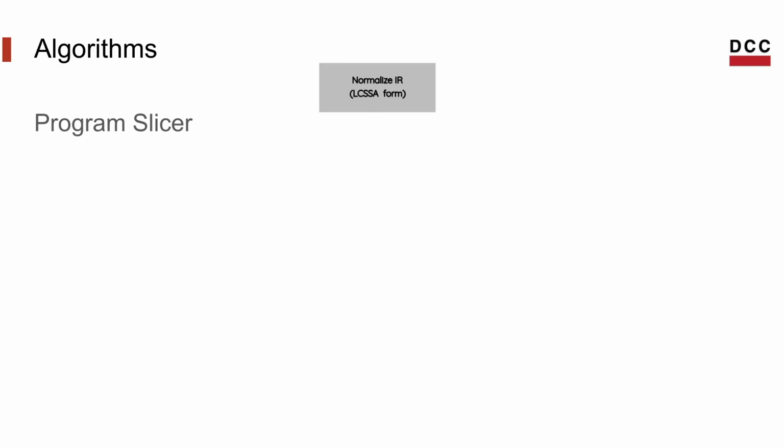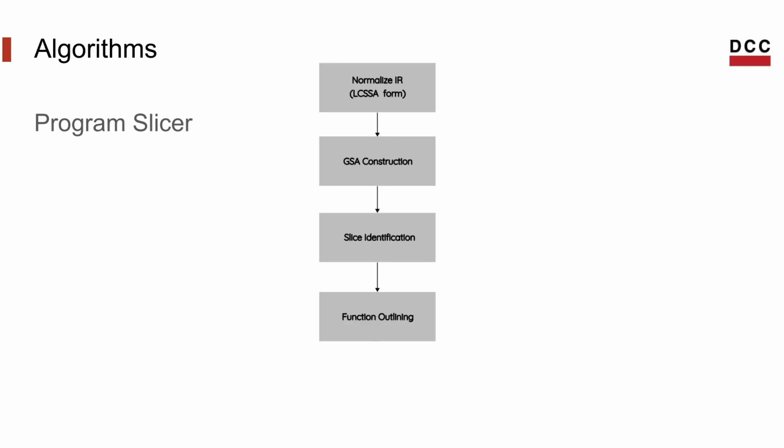First, we start by normalizing the program using the loop-closed SSA form. Then we transform the SSA program into the GSA program. After that, we try to identify all slices inside a function of the program. Then we outline the identified function and try to merge similar ones to reduce code size. Now, I will focus only on the contributions of our work, which are new implementations of the algorithms used in the phases of GSA construction, slice identification, and function outlining.